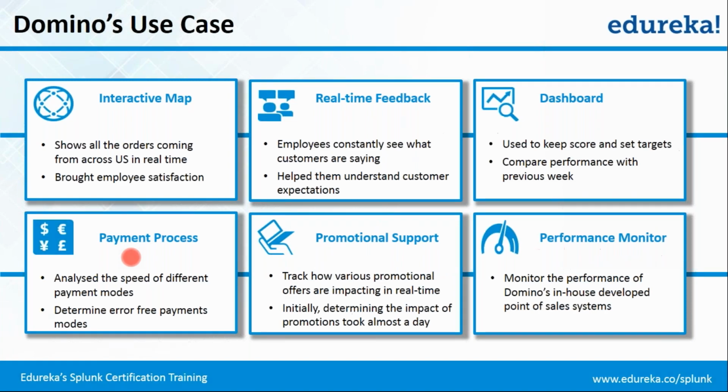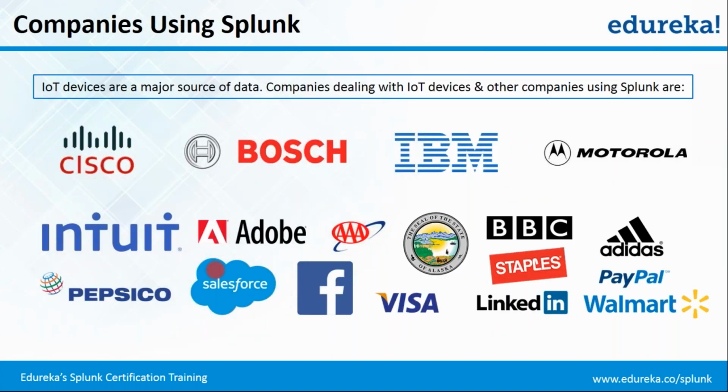Using Splunk proved to be so beneficial to Domino's that teams outside their IT department started exploring the possibility to use Splunk. While I discussed how Domino's Pizza are using Splunk for operational efficiency, here are a few more companies which are using Splunk for various purposes. Mainly those companies which are dealing with IoT devices are Cisco, Bosch, IBM and Motorola. Companies like Intuit, Pepsi, Salesforce and Facebook are among the other companies which are using Splunk majorly.